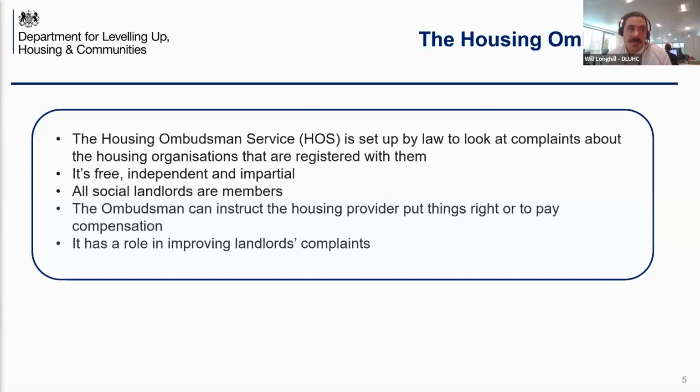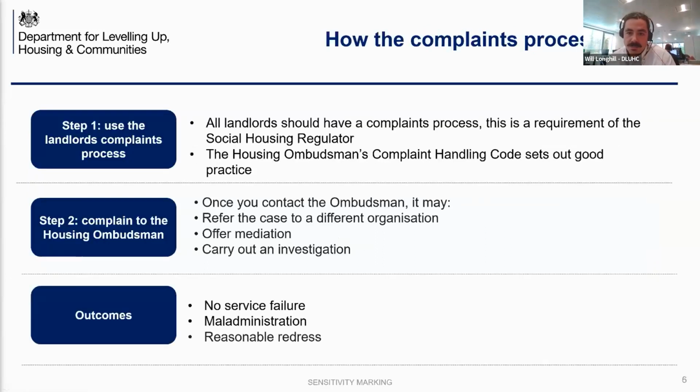And it also looks at whether there are particular issues that are common across the sector. So for example, on issues like damp and mould, it does special investigations where it tries to understand what's going wrong in the way that landlords are handling complaints on this issue, and what they should do to handle things better. So just in a practical step, what actually happens and how do you complain to the Ombudsman?